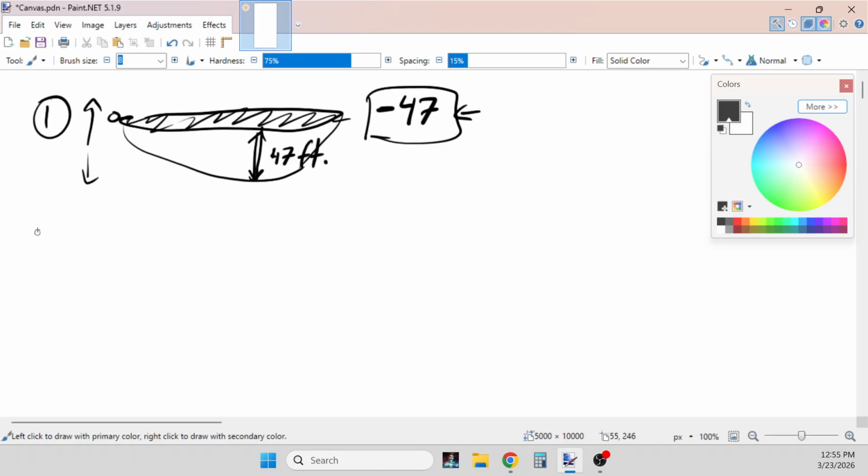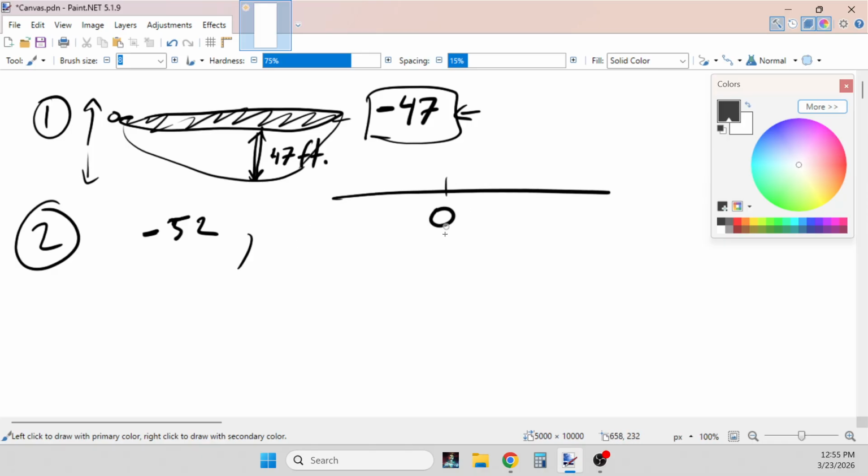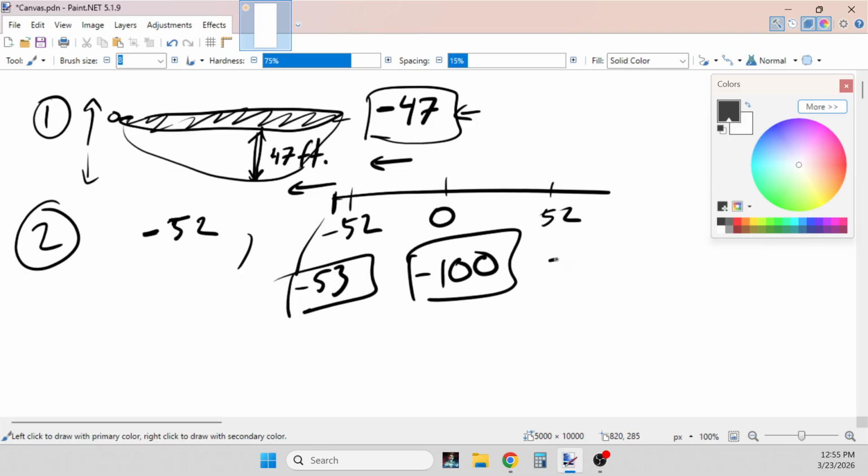Okay. Question 2 is going to be, we want to know a number that is less than negative 52. And so if this is 0, here's 52 over here, and here's negative 52 over here. Less than is that direction. We want something that is further away from 0 than 52. So, for instance, negative 53 would work, or negative 100 would work, or negative 1 million would work.